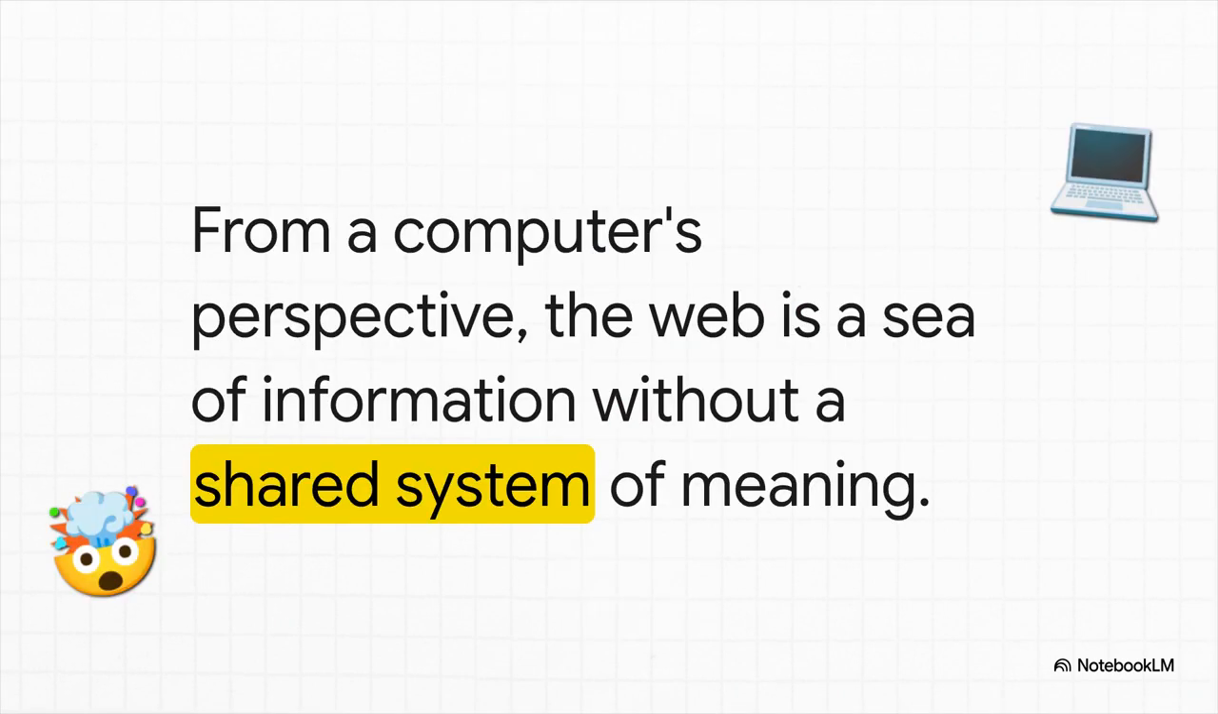Well, that chaotic library, that's a perfect way to think about how a computer sees the World Wide Web. It's surrounded by billions and billions of facts and figures. But without some kind of shared system for meaning, it can't figure out how any of it connects. It's all just a jumbled digital mess.